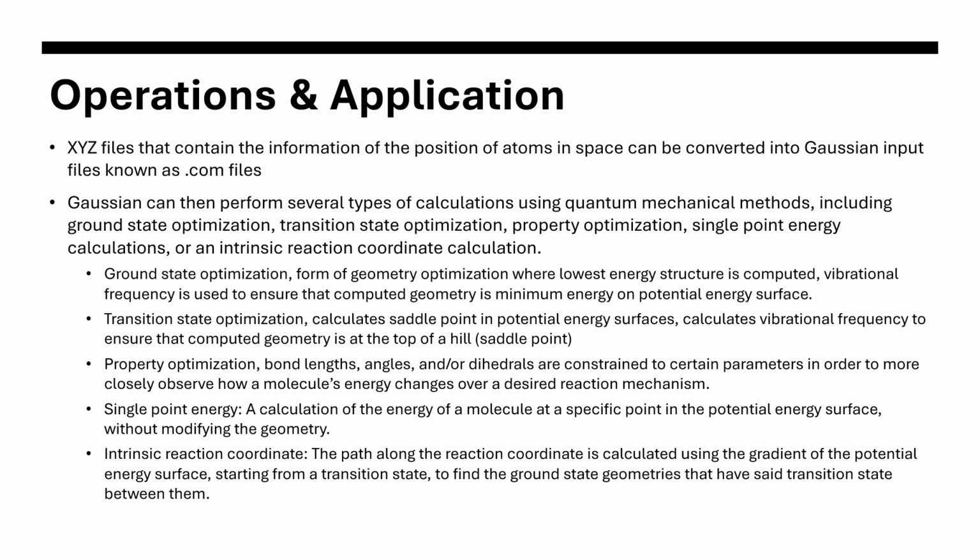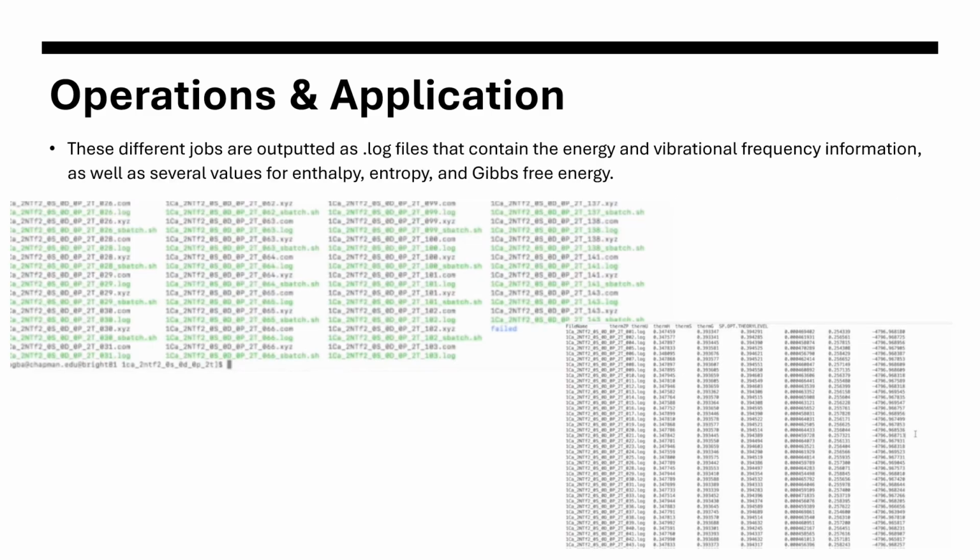And then with the intrinsic reaction coordinate calculation, the path along the reaction coordinate is calculated using the gradient of the potential energy surface, starting from a transition state. So essentially, starting from a transition state, Gaussian can calculate using the gradient how to get down from that top of the hill of the reaction coordinate and fall down to ground states that are potentially intermediates or products and reactants in the desired reaction.